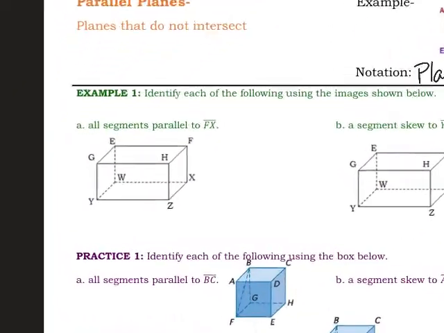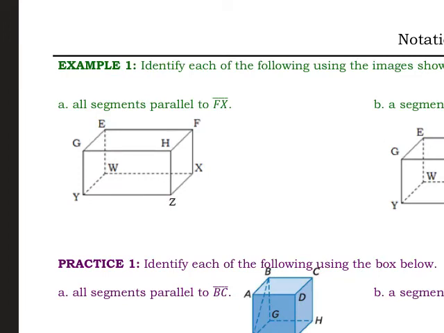So let's practice that. First one, who can give me a line segment that's parallel to F and X? What was it? H and Z. All right, can someone else give me a different one? E to G or E to W? E to W. And what would be the last one? G to Y. Okay? So F to X is going up and down. All we did was find all the other line segments that were going up and down as well.